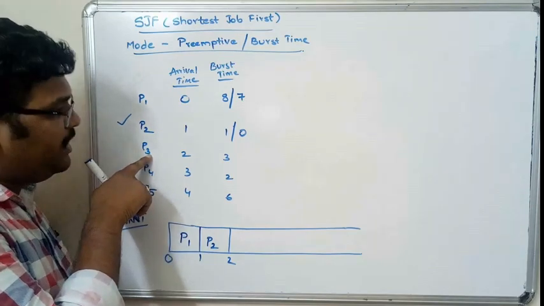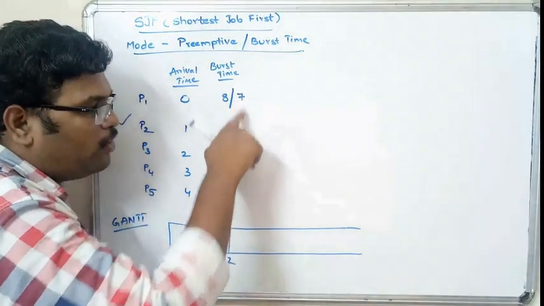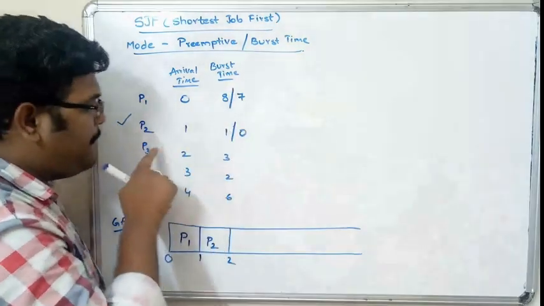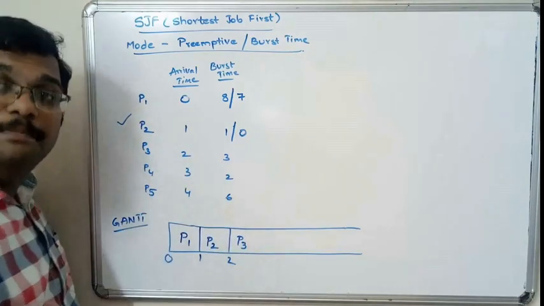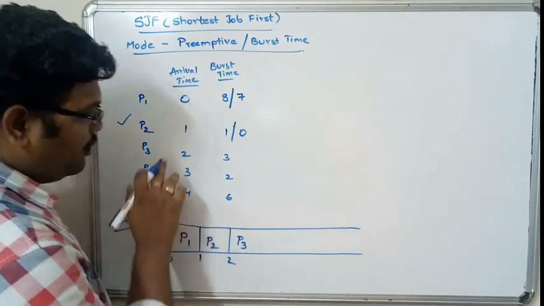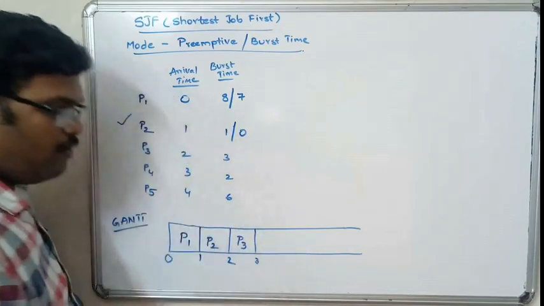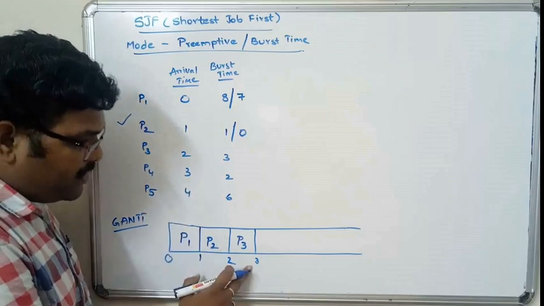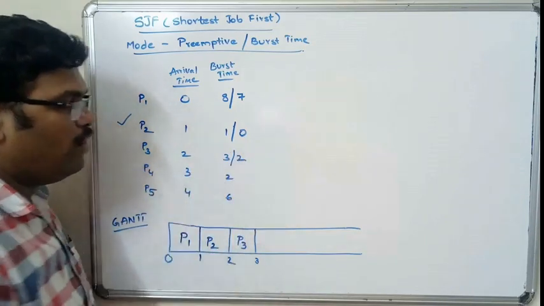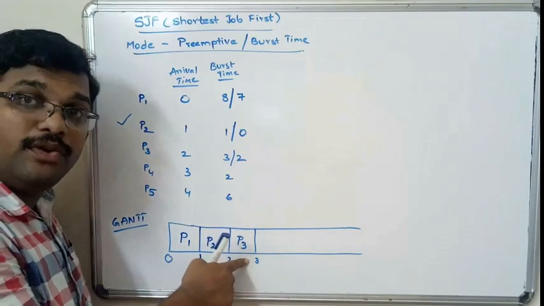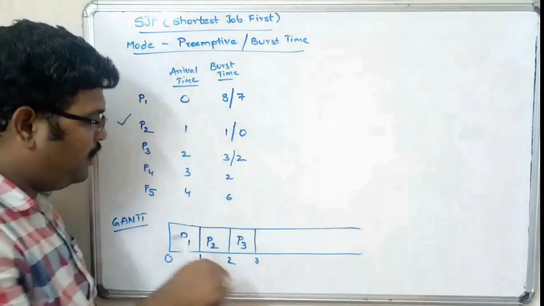So P3 arrived into the ready state. P3 having 3, P1 is having 7. So which one among these two is having the lowest? P3. So P3 is allocated to CPU. Right. Now after 1 second, P3 has been executed for 1 second. So now P3 requires only 2 seconds to execute.